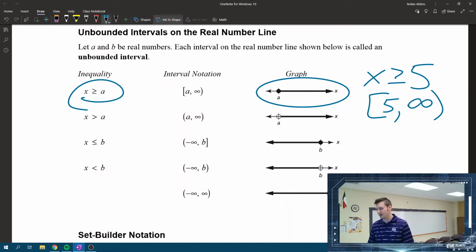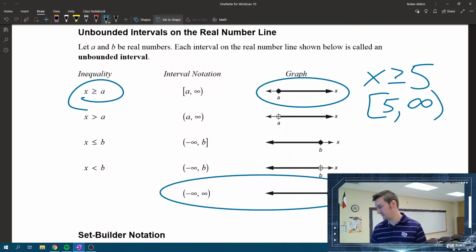Okay, this one's actually pretty interesting down here. Check that out. It's unbounded on both sides. It starts at negative infinity and it goes out to positive infinity. So this is actually a specific set. This is called all real numbers. So it's every number. It's all real numbers. So that's a special set right there. It includes everything from negative infinity all the way out to positive infinity.